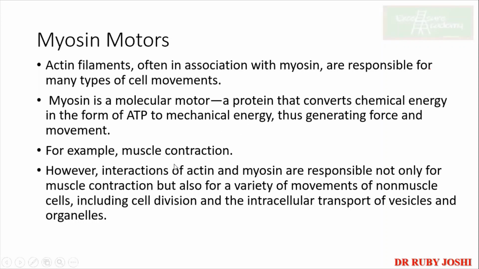For example, in the case of muscle contraction. Interactions of actin and myosin are responsible not only for the muscle contraction, but all types of movements which happen in the non-muscle cells also. For example, in the cell division and the intracellular transport of vesicles and the organelles. Abhi hum aage dekhenge how in the cell division, when the cell divides, we say that right from here it is going to get divided. So here it is going to form the contractile ring. That ring is again made up of actin filaments. Theek hai?